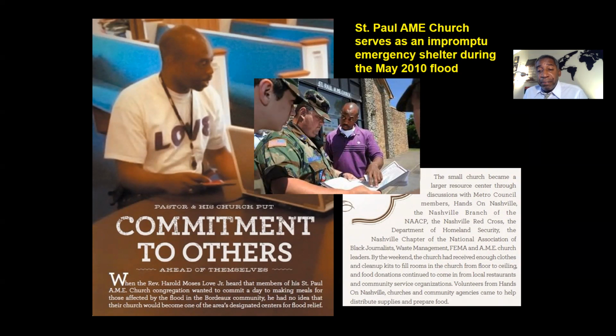But his church at the time, St. Paul AME Church, wound up being an impromptu headquarters for almost every emergency agency you could possibly imagine. And he had no intentions of doing that. He was going there to maybe provide some meals. And this church is within the area of Bordeaux in the 37208 zip code area. But this is an example of, again, how a Red Cross shelter at a faith-based institution would operate. But this was not a Red Cross shelter. This was an impromptu emergency shelter.